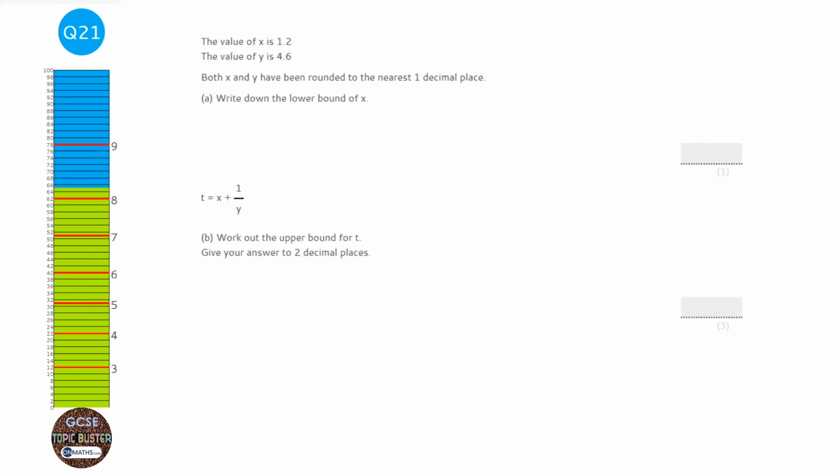The easiest way I've found to work with bounds is just draw a number line, put the number that you've got, so we're looking at x, put the number you've got in the middle, try and figure out what the next number down would be. So the next number down would be 1.1 if then rounded to the nearest one decimal place. What's the next number up? Well, it would be 1.3.